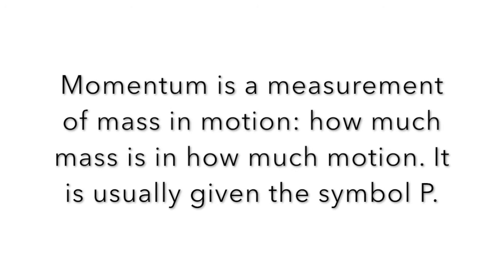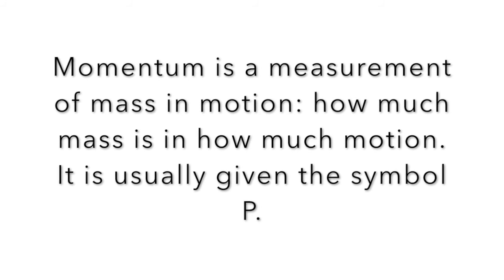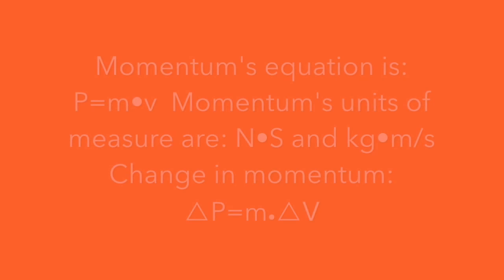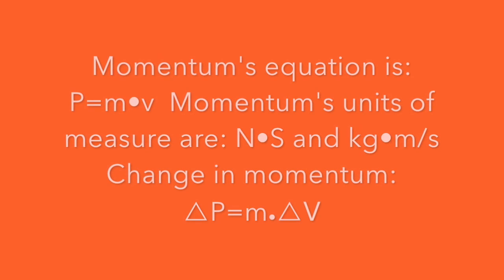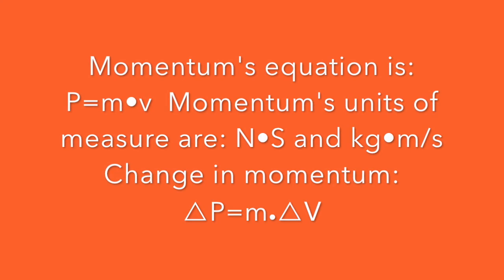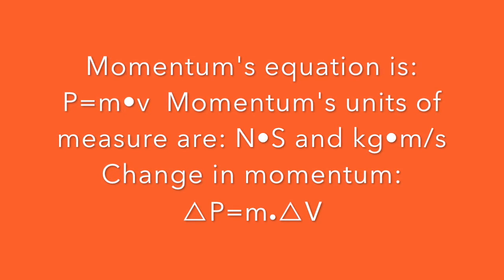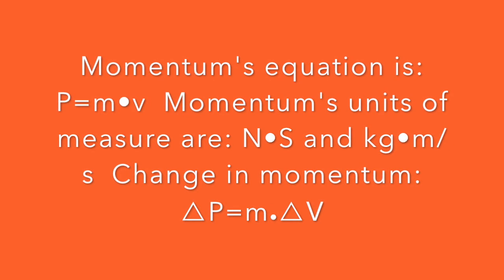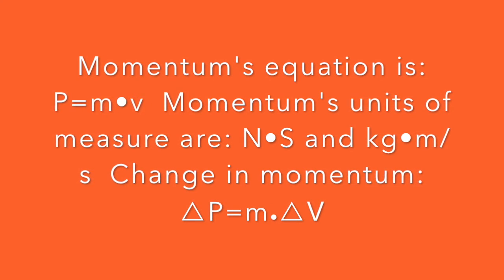Momentum is a measurement of mass in motion. How much mass is in how much motion. It is usually given the symbol p. Momentum's equation is mass times velocity. Momentum's units of measure are newton seconds, and kilograms times meters per second. Change in momentum is mass times change in velocity.